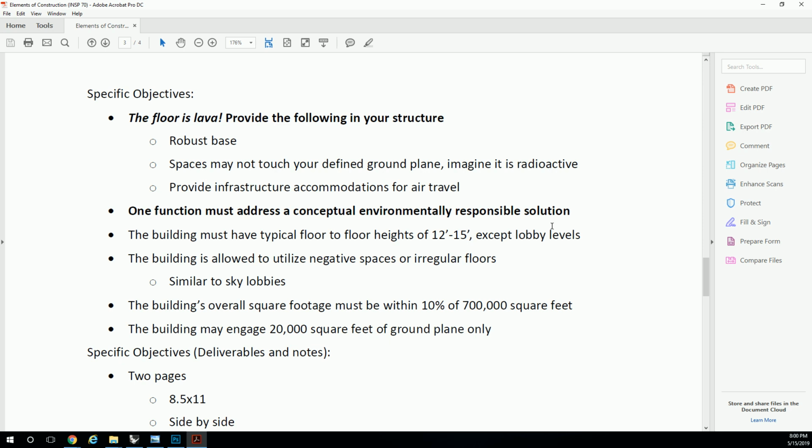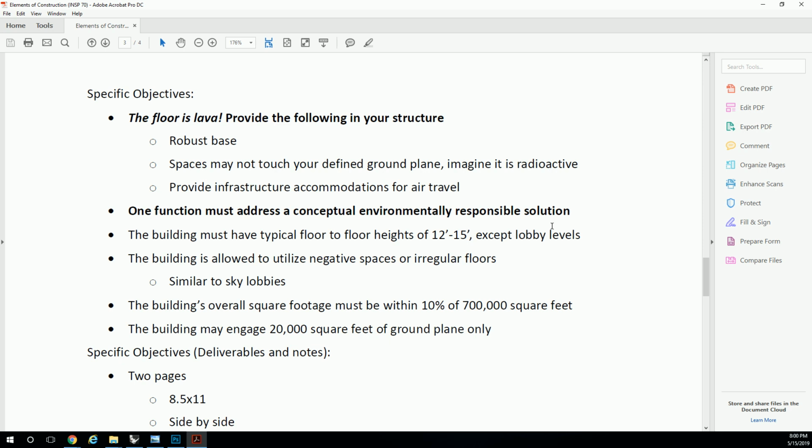Robust-ish base. The spaces may not touch your defined ground plane. You will define a ground plane, and it'll have context, so there will be buildings or mountains around it, whatever you want. But just pretend that ground plane is radioactive. No habitable spaces will touch that ground plane, if that makes any sense. What that means is, if you have a base down here, and that base grows into your building, then that base doesn't count toward your square footage.